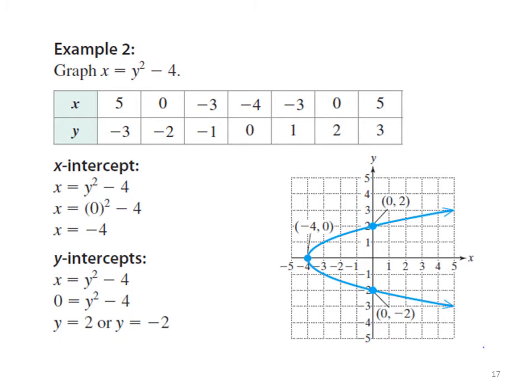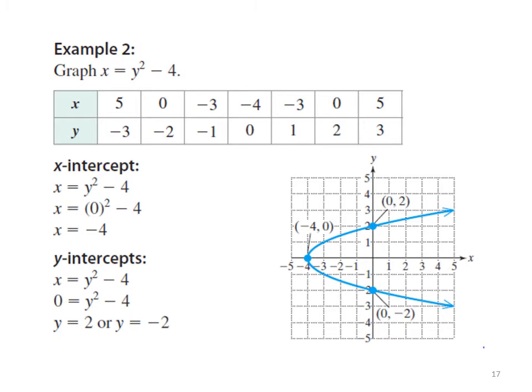If you look at the graph now, on the right hand side, here is the graph. Of course, we only graphed a few of the points. For example, (-4, 0), (0, 2), (0, -2). You can graph as many points as you want. If you connect the points together, you should get a graph that looks like the graph in the slide.